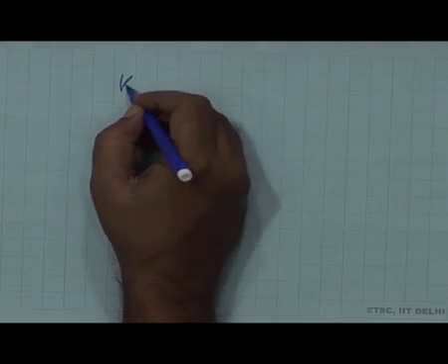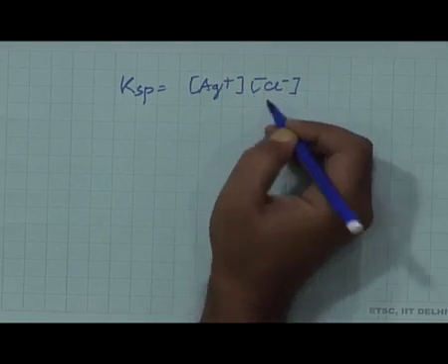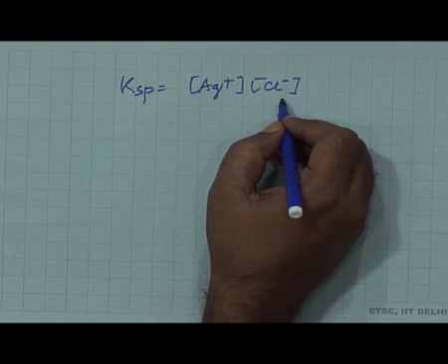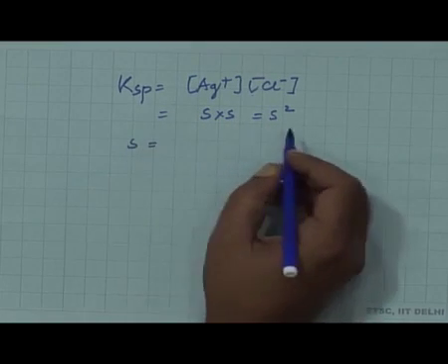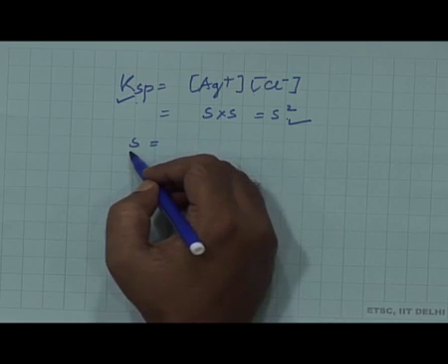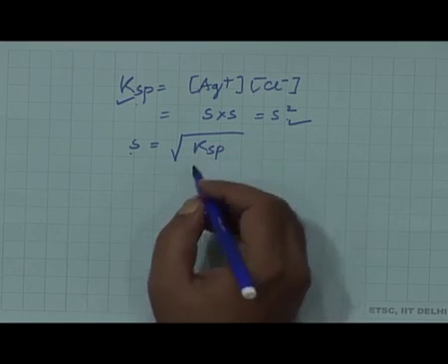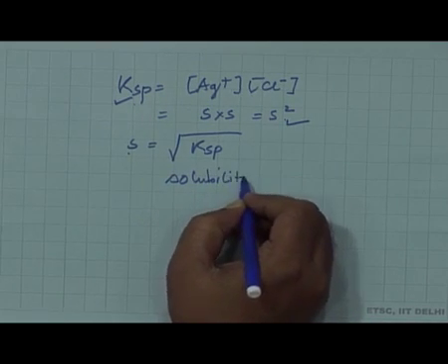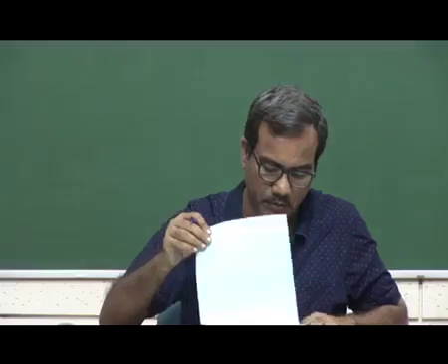So, the ionic product or solubility product will be Ag+ ion into Cl- ion, and this is S into S, equal to S square. So, this is the relationship between Ksp and solubility: Ksp is equal to S square. Suppose I want to know the solubility, I can just take the square root of Ksp, and that will give you the solubility of the salt.